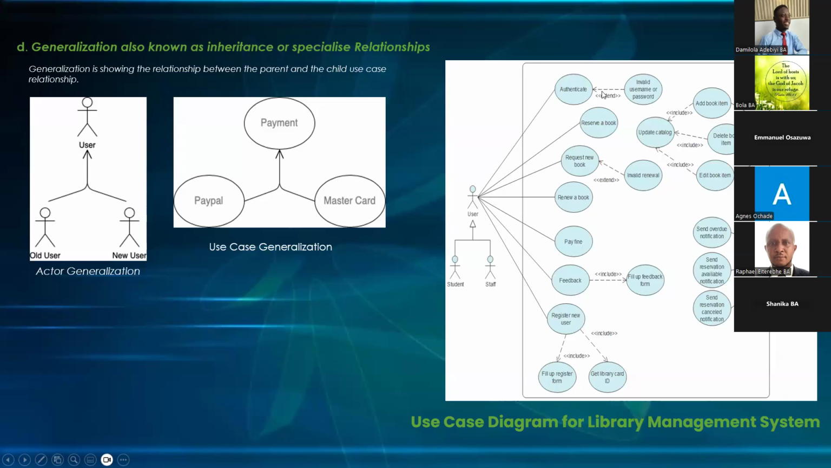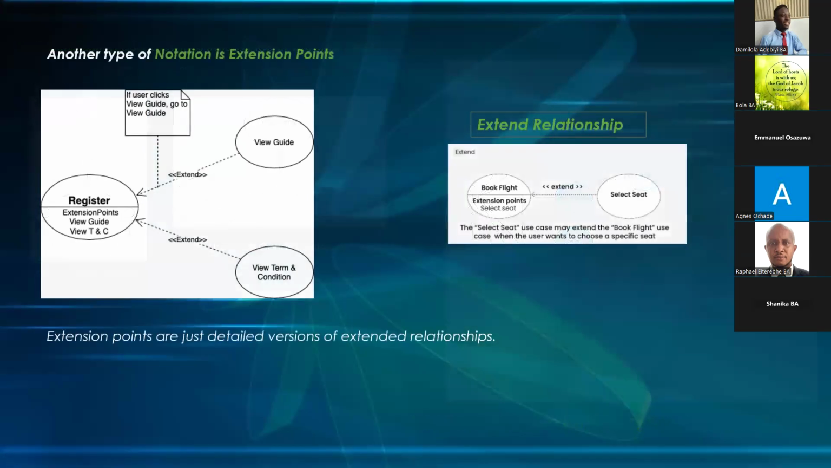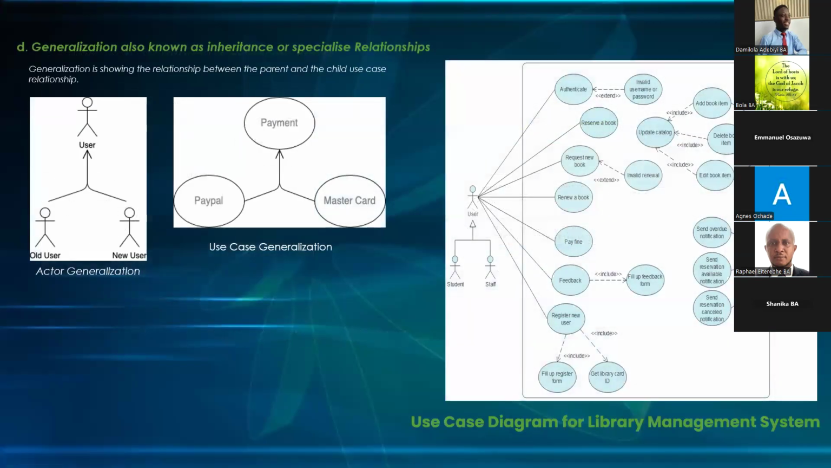So we have the solid line, which is association. We have this broken arrow. This one is extend. We have the include here. So let's look at this. User authenticate. You put in your login details. What happens when the system is trying to authenticate you as a user? It fails. Invalid username or password.